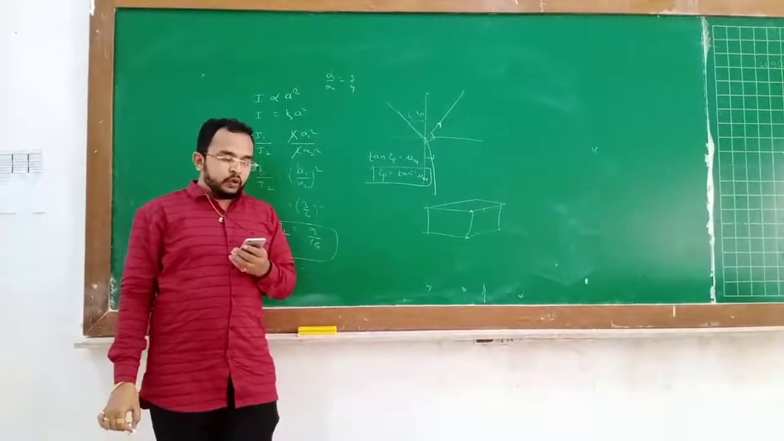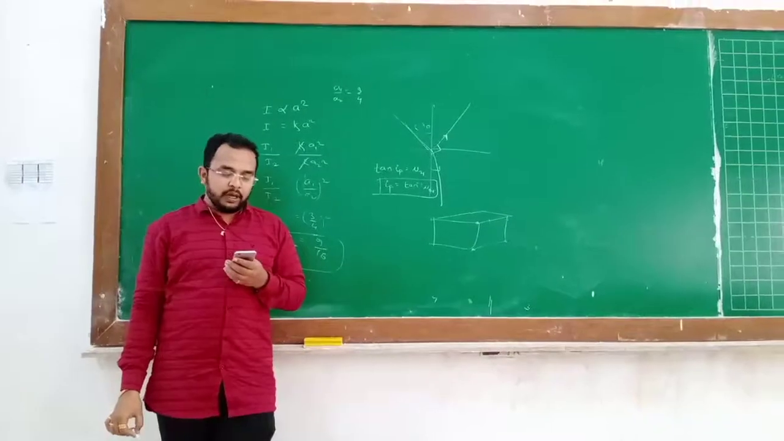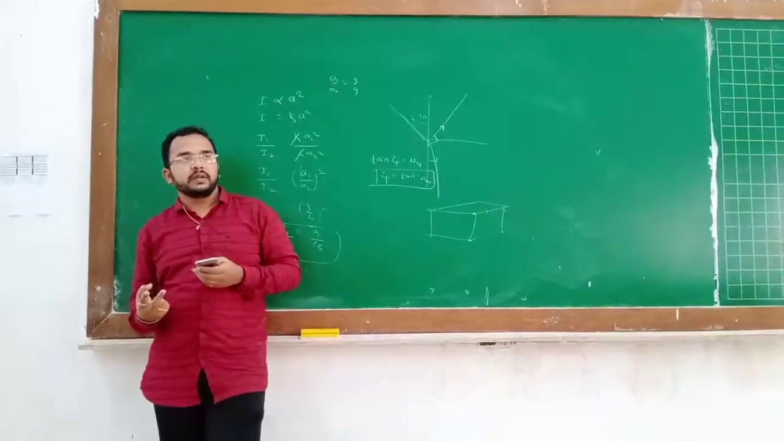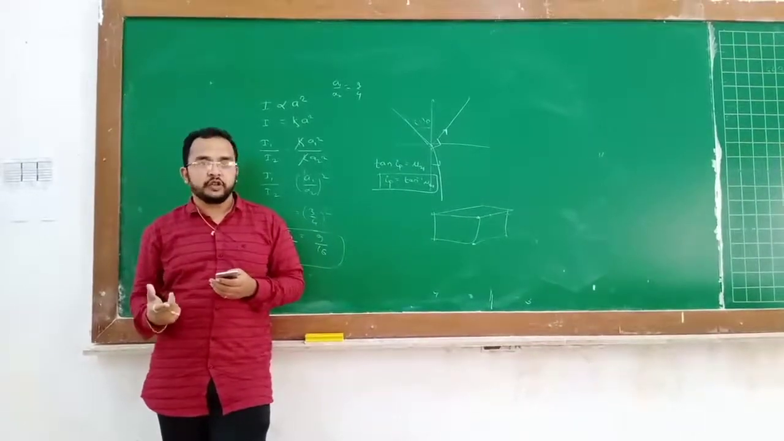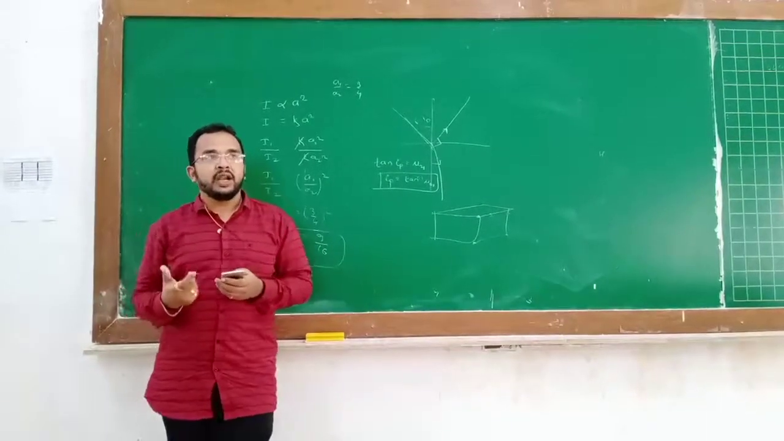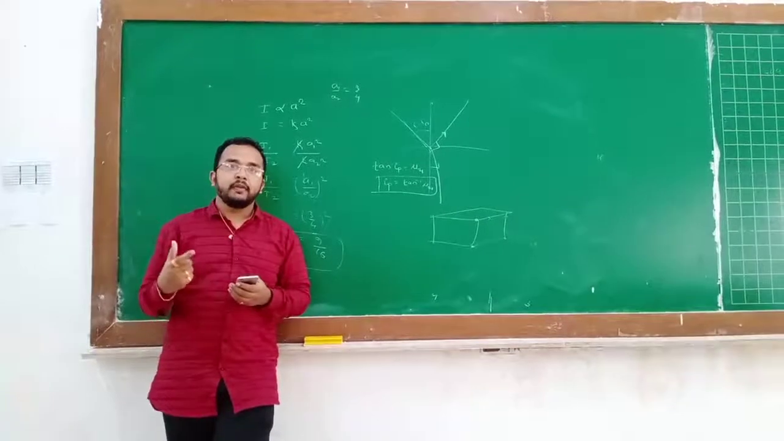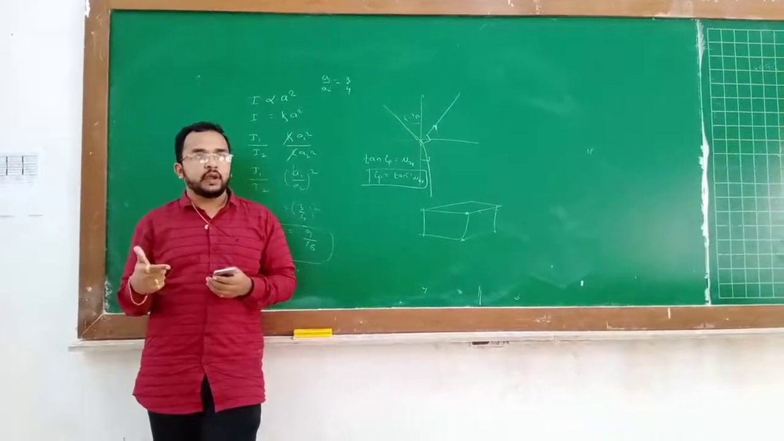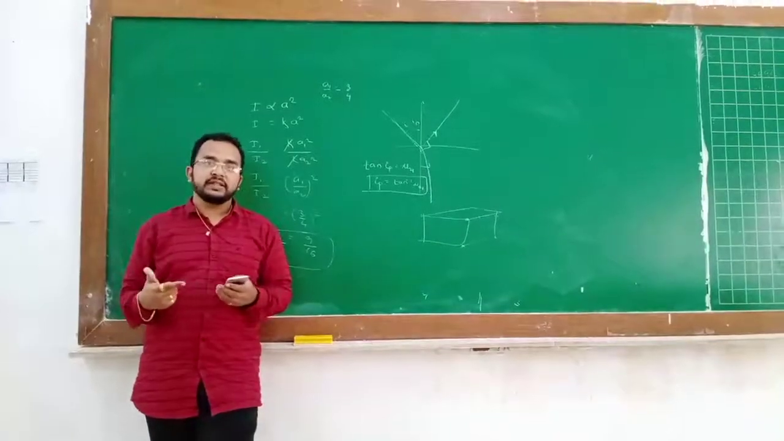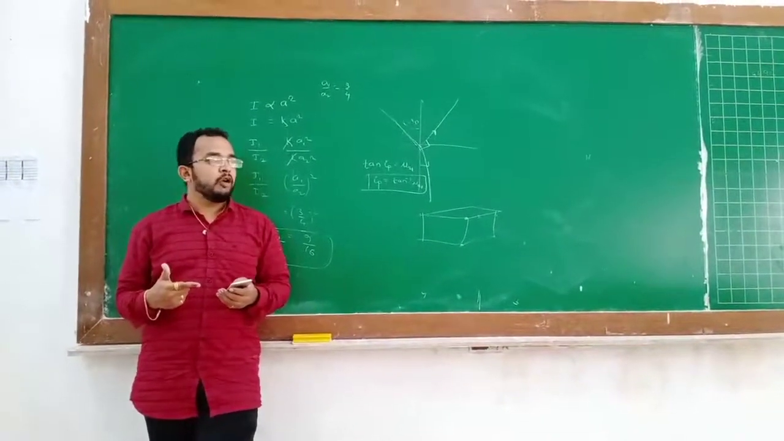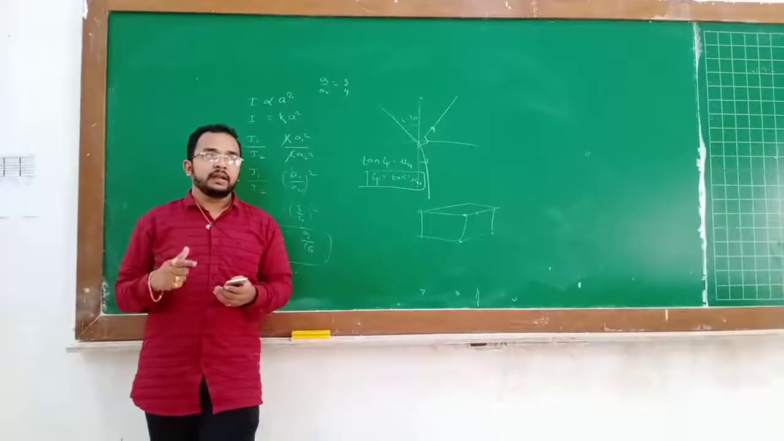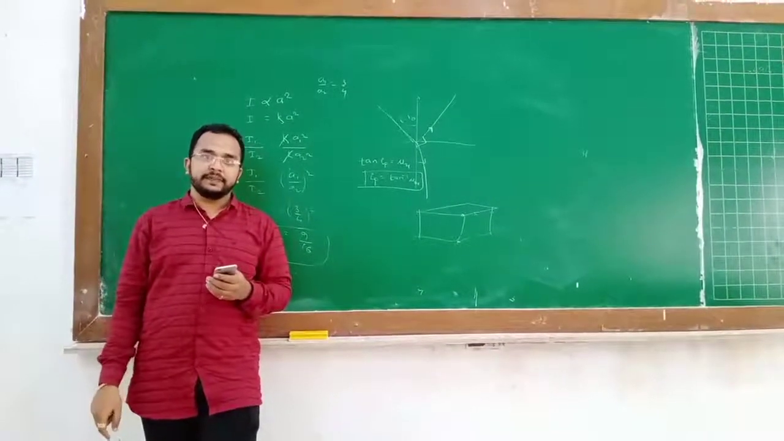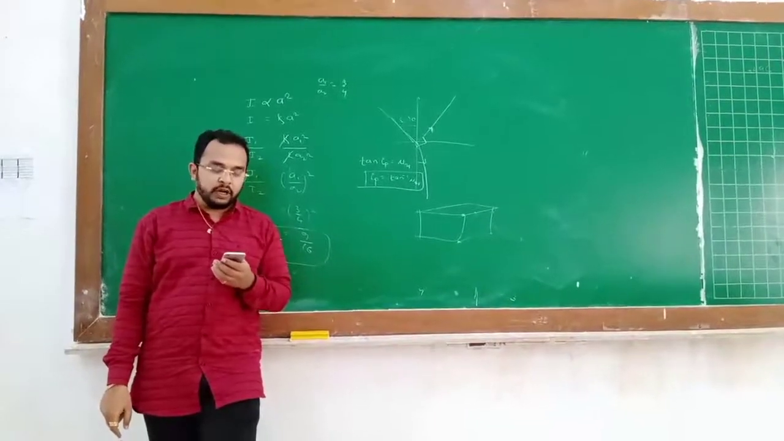Now next question: two sources of waves are called coherent. So, there are two terms: monochromatic light and coherent sources. Coherent is for sources and monochromatic is for light. When two waves are of the same wavelength, they are called monochromatic. But if two sources produce light with a constant phase difference, then the sources are called coherent sources.